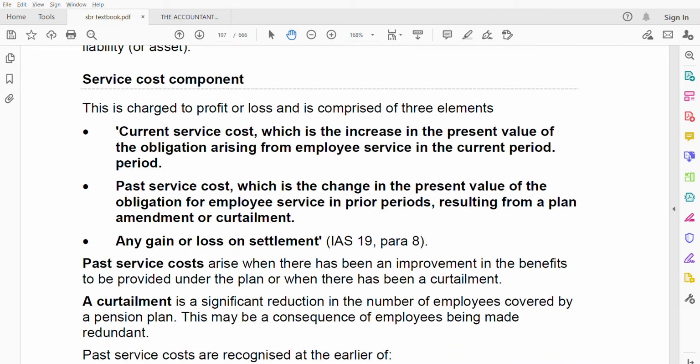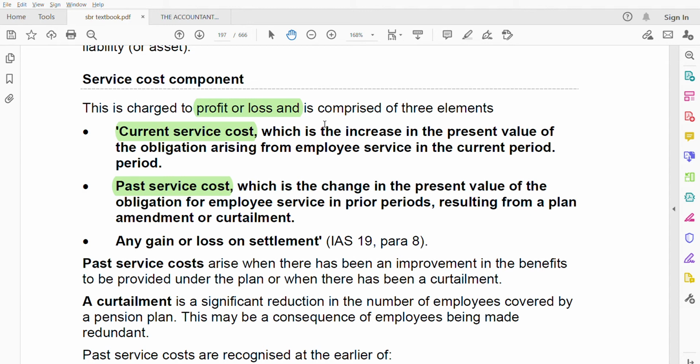This is also charged to profit and loss, but it comprises three elements. All three elements you should know. One is current service cost, one is past service cost. If you have gone through a question on IAS 19, you must have seen these words. They are always repeated: current service cost, past service cost, and a gain or loss on settlement. But we'll go to the third one later. First, let us go to the current service cost.